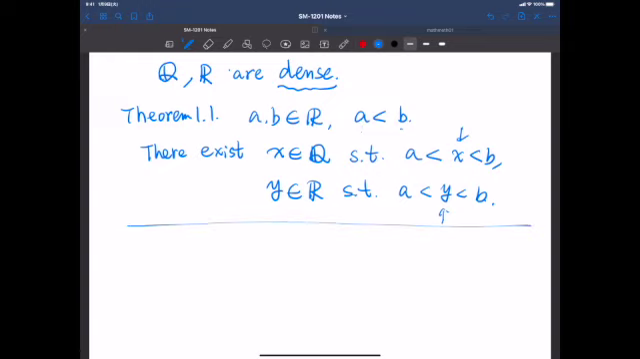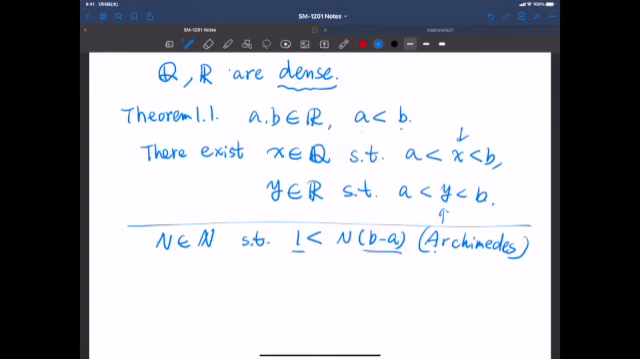So we can choose a natural number n such that 1 is less than n times (b minus a) because of Archimedes principle. Right? 1 is a real number, and b minus a is a positive real number because a is less than b. So we can choose a natural number like this. Okay, and so this means 1 over n is less than b minus a.